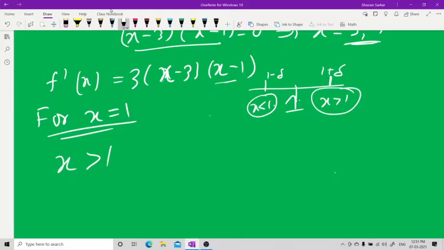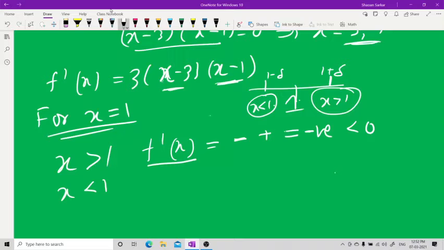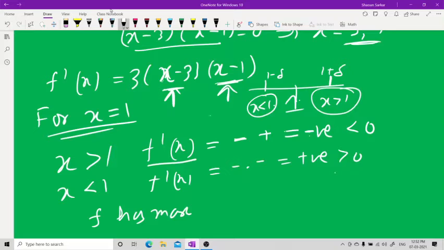For x greater than 1, f dash of x, this quantity will be positive, whereas this quantity will be negative. Why? See, this will be negative, this will be positive. Your answer will be a negative quantity, less than 0. So f dash is negative. Now for x less than 1, this quantity is also negative, and this quantity is also negative. So negative into negative will give me a positive quantity, greater than 0. So it is going from minus to plus. If it is going from minus to plus, f has a maximum value at x equal to 1.